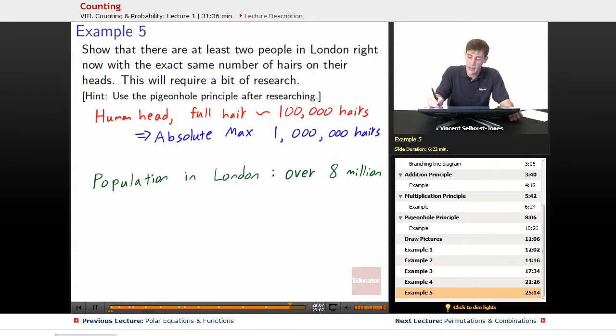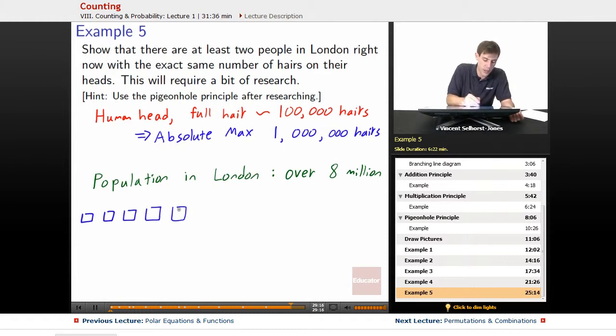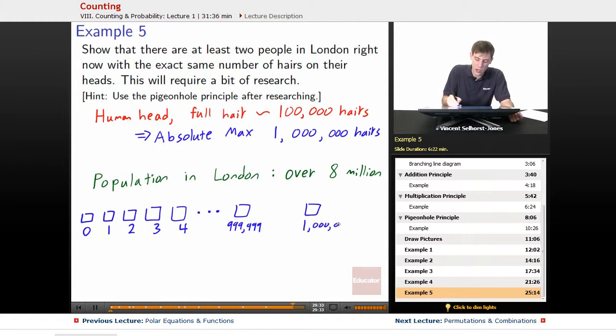Why? Well, let's look at it like this. We can think of that absolute maximum of 1,000,000 hairs as being a bunch of different boxes, right? The number of hairs on a person's head. So we've got 0 hairs at first, 1 hair on your head, 2 hairs, 3 hairs, 4 hairs, then all the way out to 999,999 hairs on your head, 1,000,000 hairs on your head. So we've got all of these different boxes that a person can go into, right? We're counting all the way up from 0 up until 1,000,000 hairs.